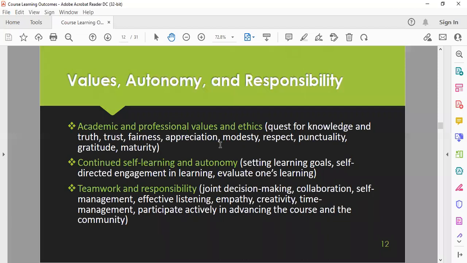Why? Because when we write the course learning outcomes at this domain, we should think of values, we should think of autonomy, we should think of responsibility, because these are three different things. When we write the course learning outcomes at this level or at this domain, we just think of values. But the NQF has made it clear to us that we have these three together. Look at the details: academic and professional values and ethics. And these are examples of some of the academic and professional values and ethics that we should try to instill in our students. Quest for knowledge and truth.